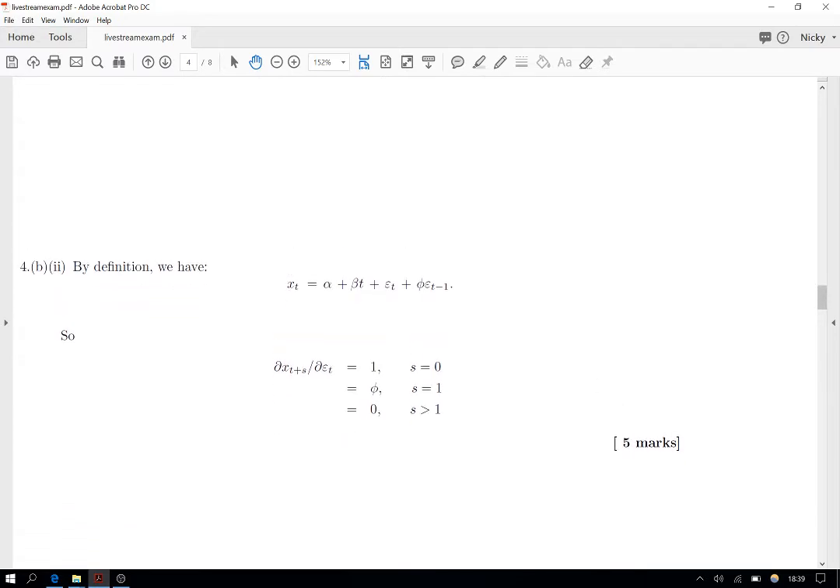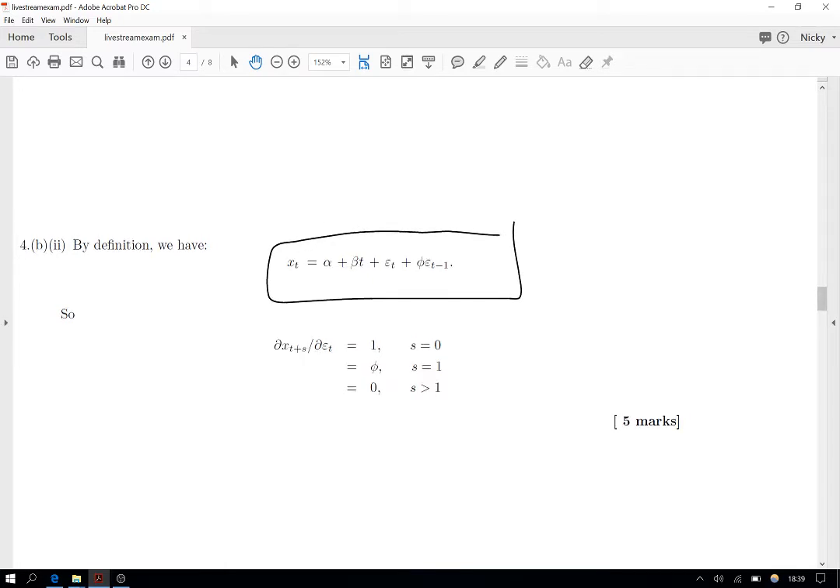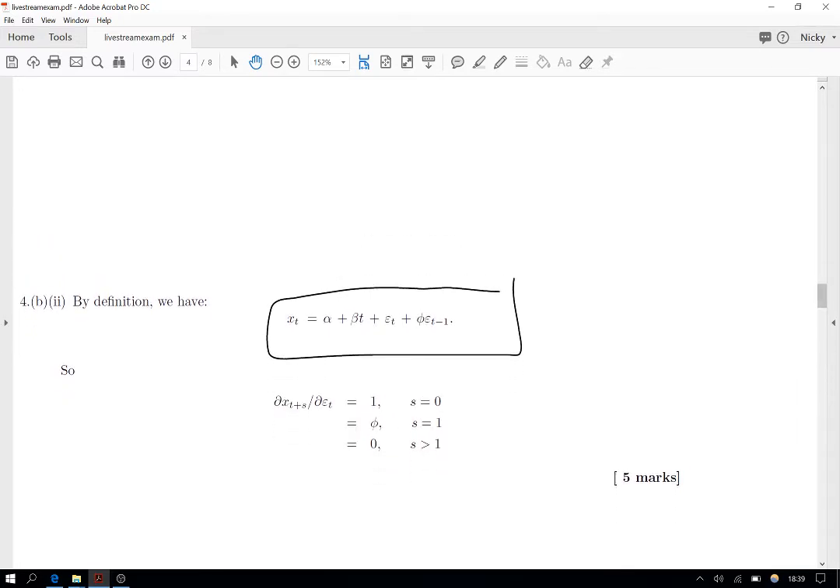It's even easier for part 2. We have this form here, and we want to differentiate now with respect to epsilon_t. Well, it's simple. So again, if we can work out x_{t+s}, it's very simple. We're going to get alpha plus beta t plus s plus epsilon_{t+s}. Again, this holds for any t, so it holds at t plus s.